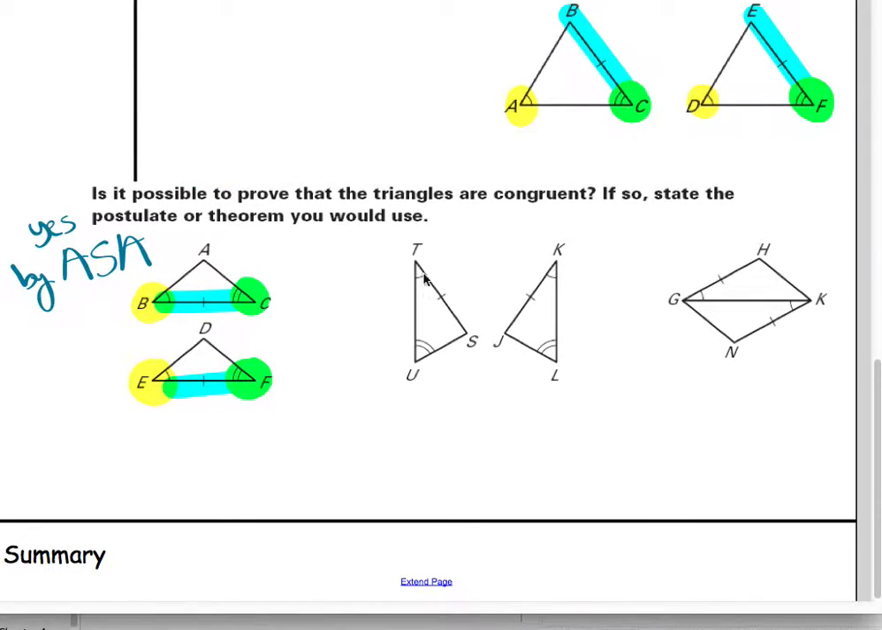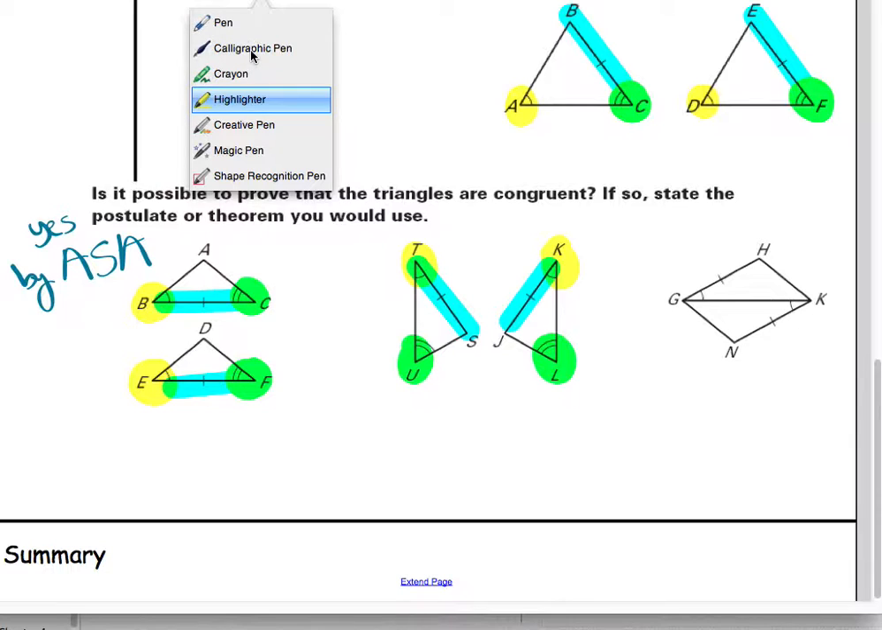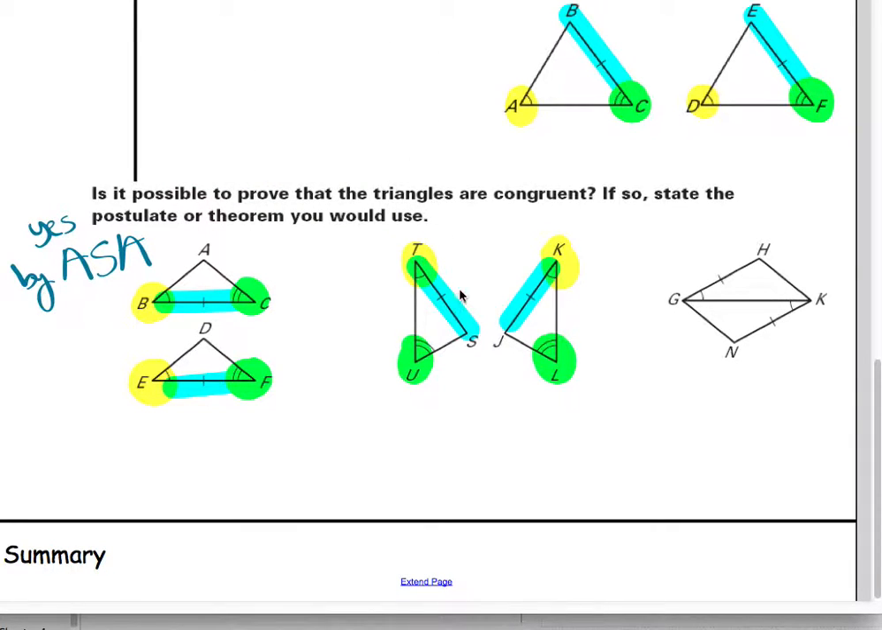On the next one, I've got this angle at T the same as the angle at K. I've got U marked the same as L. And then I have a side over here. That side does not connect the two angles that I highlighted, so you write the side, the S, on the end. We've got two angles and a side that's not between them, so you don't put the S between them. So this would be yes by angle, angle, side would be the reason.